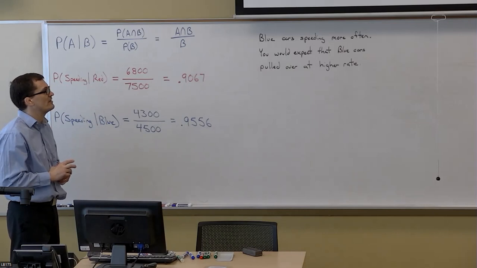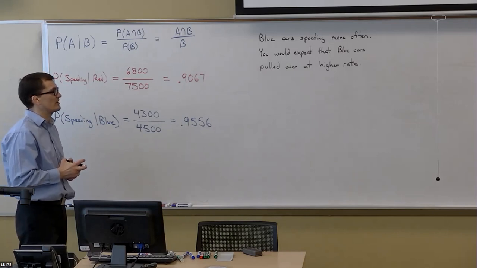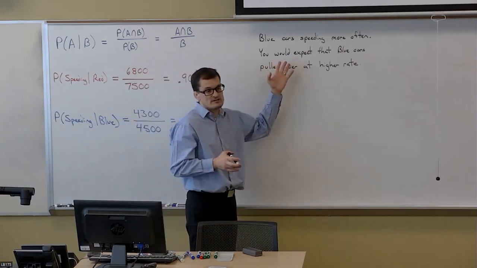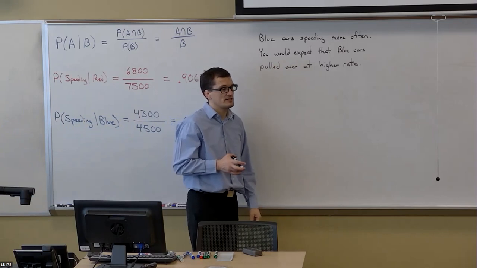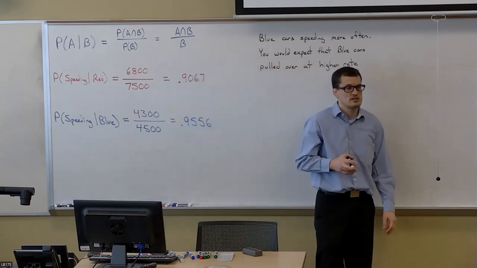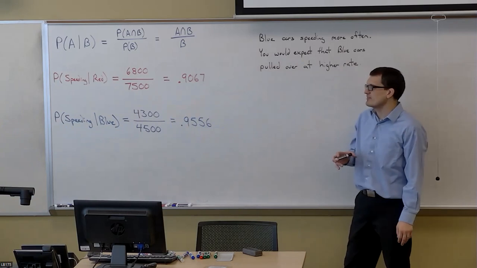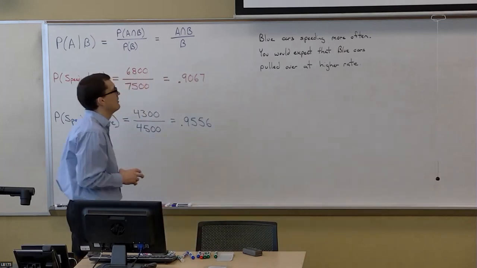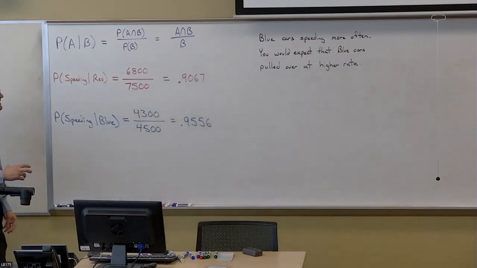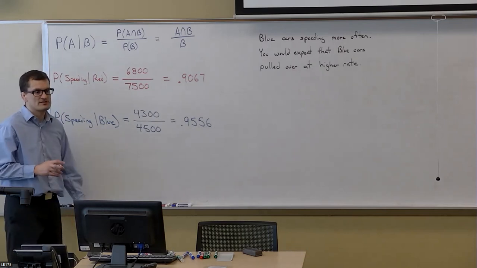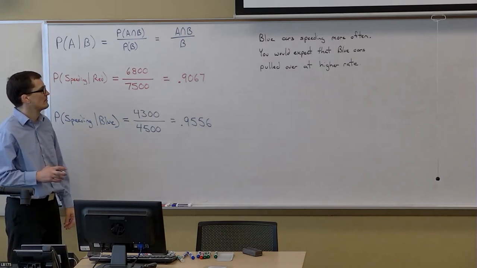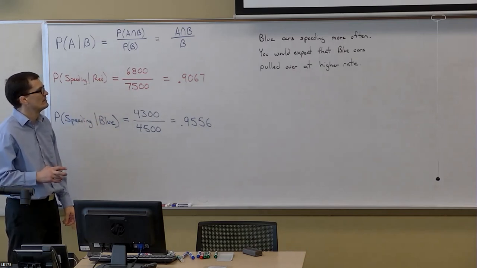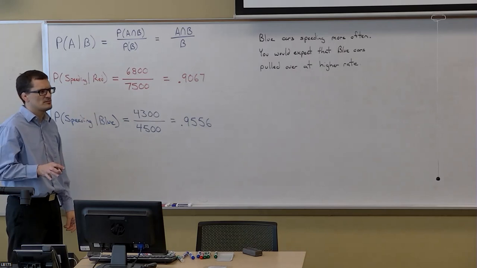So if somebody said, well, the police are targeting blue cars, it might be the case, but it also might just be that blue cars are speeding more often, right? These are the kinds of probabilities that you have to think through when you see certain disparities. In this case, pulling over a red or blue car. Any questions about this?